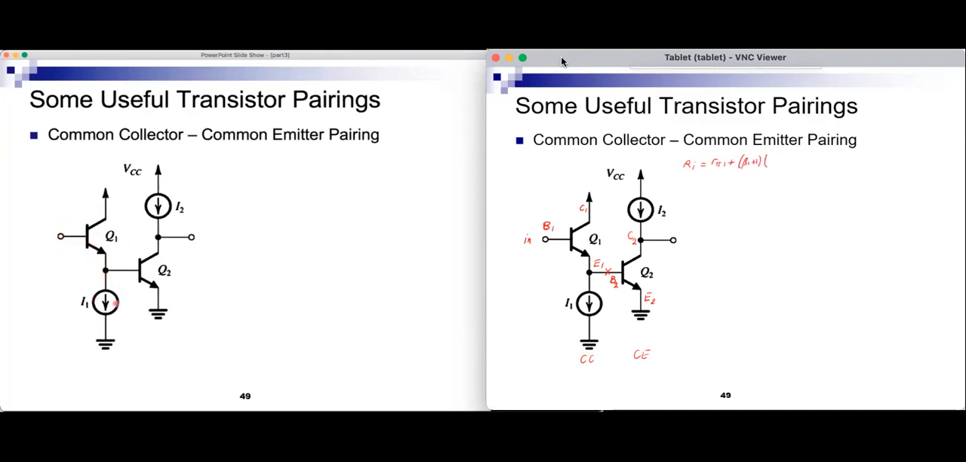I have this, which becomes open circuit in small signal, and so I have R pi 1 plus beta plus 1 times R pi 2. Now that's an improvement, because if I only had common emitter, it would be R pi 2. Now it's much bigger. It's beta plus 2 times bigger. So that's a big improvement in input resistance.